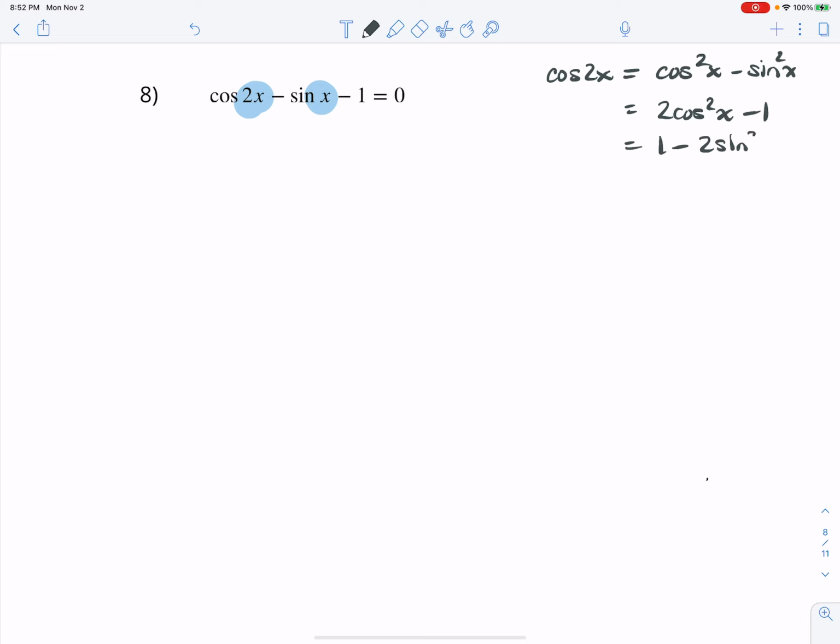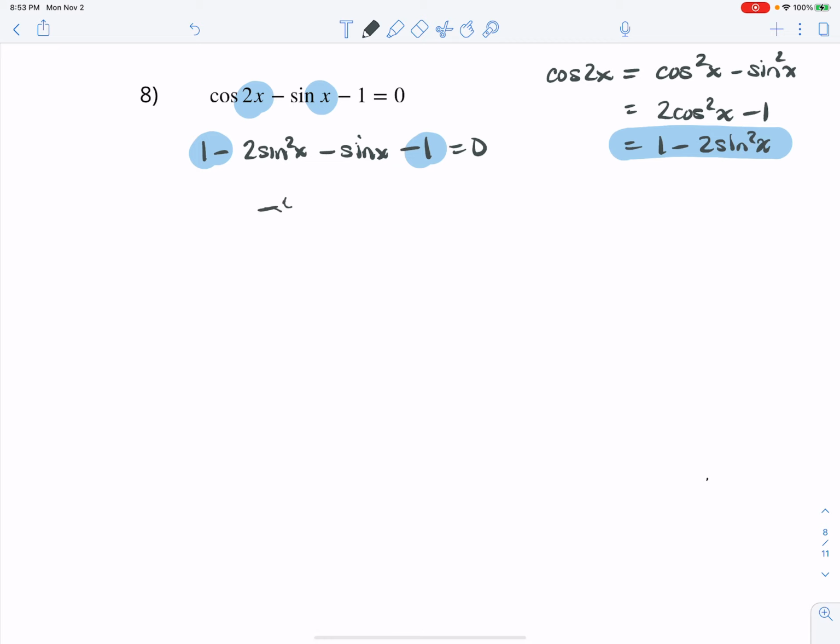And you might see right away, since the only remaining term is sine of x, it looks like this is actually going to be the best one, because I don't want to have to deal with a cosine squared and a sine squared in the same problem. That just seems like it's going to get too complicated. So I'm going to replace cosine 2x with 1 minus 2 sine squared x, and then minus sine x minus 1. And hey, look at that. The 1's cancel out, so that's a good sign.